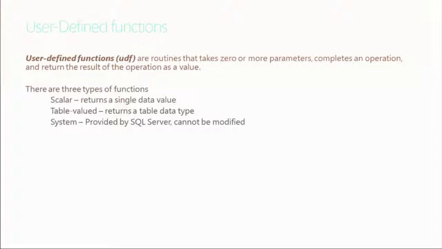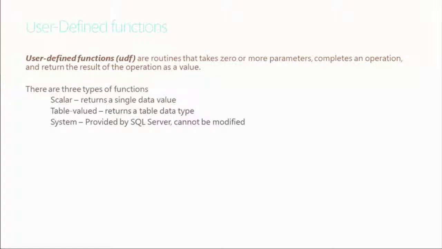But we have a scalar function, which is going to return a single value. So we're going to see, for instance, I want to know the average cost of something. So it can return that information to me. We have a table value function. It returns a table data type. We're not going to see that one. I'm just listing a few things out here.